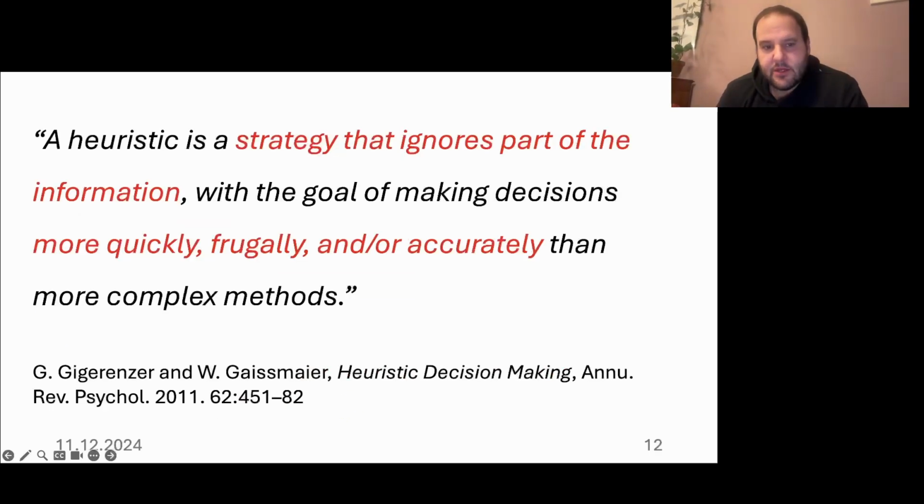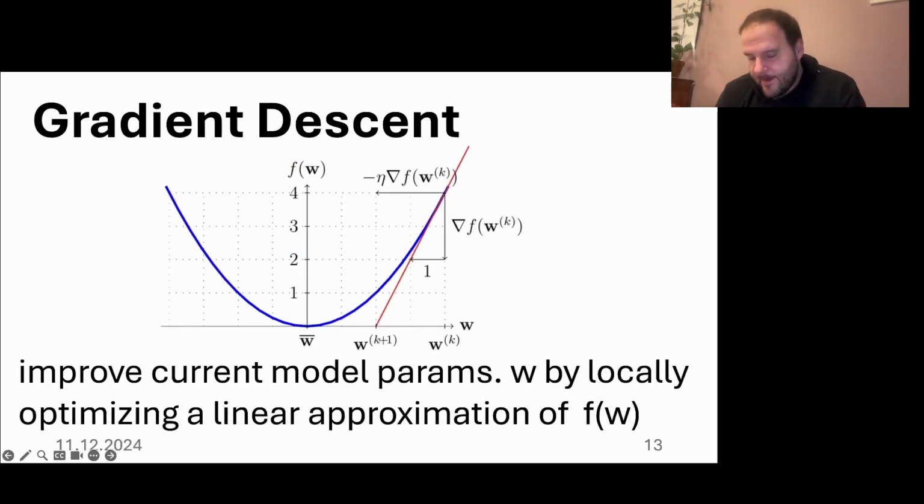And here I would like to point out a recent definition that I found for heuristic algorithms, which says a heuristic is a strategy that ignores part of the information in order to make decisions more quickly or even more accurately than more complex algorithms. So in the AI case, ignoring part of the information means to approximate the loss function or the objective function, this performance measure that we want to optimize, locally by a linear function. And this is the idea of gradient descent.